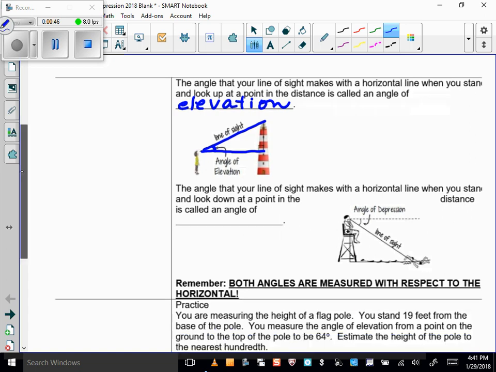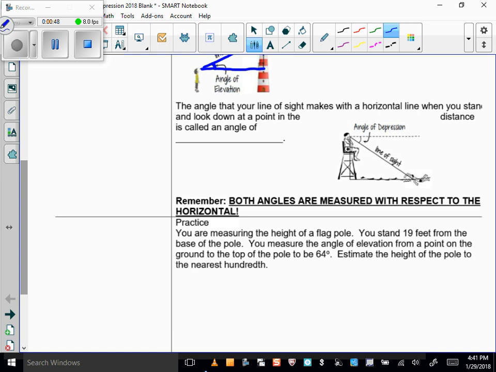All right, and then we have an angle of depression, and that's the angle that your line of sight makes with a horizontal line when you stand and look down at a point in the distance. That's called an angle of depression. You can think of it as down, depression. That's the angle of depression. See, like this lifeguard here, he's looking at this swimmer.